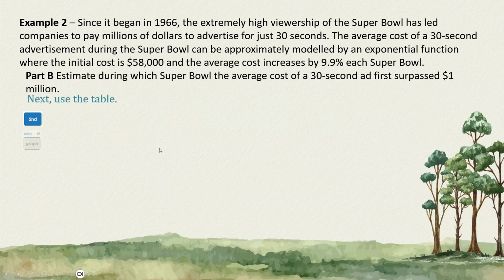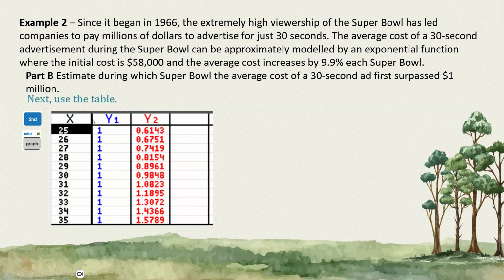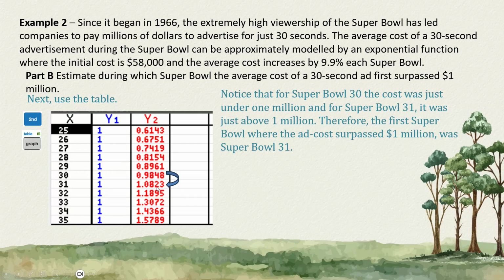We can also look at the table of that function, so keep scrolling up on the X values until you're looking in Y2 reaching 1, and then we can see that happening here between the 30th Super Bowl and the 31st Super Bowl. That's where it surpasses the 1 million mark. So we would say that the first Super Bowl where the ad cost surpassed $1 million was Super Bowl 31.